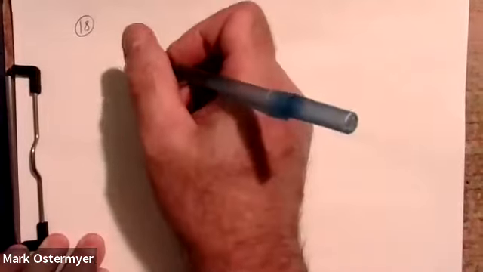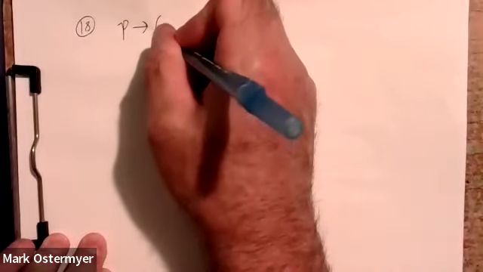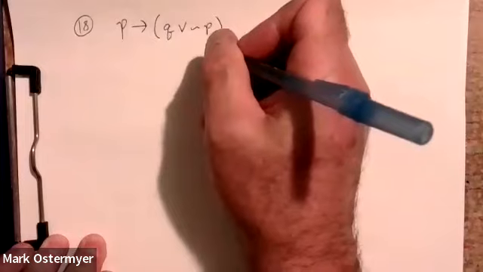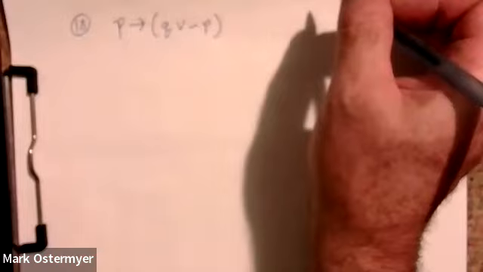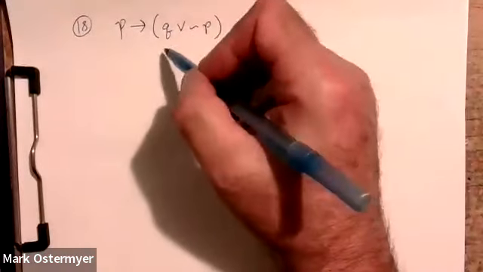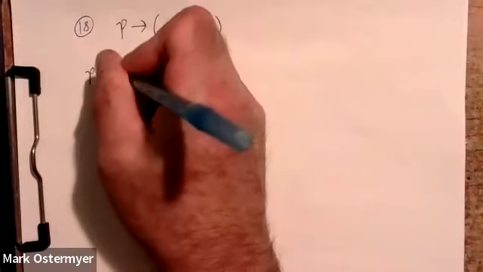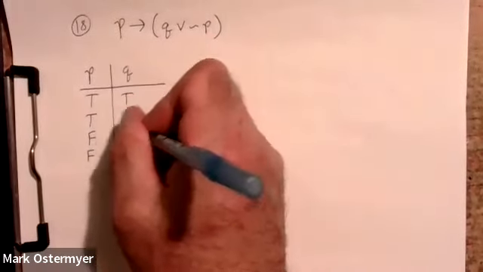All right, I'm going to do number 18 now. This is read: if P, then Q or not P. Again, we have two statements, so we start off our truth table with a P and Q column. P is true, true, false, false. Q is true, false, true, false.